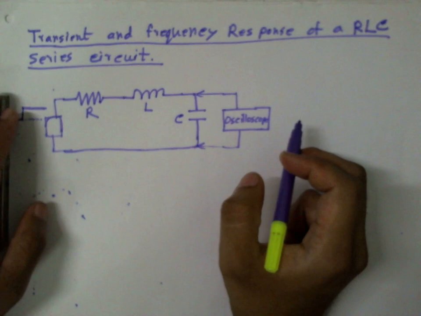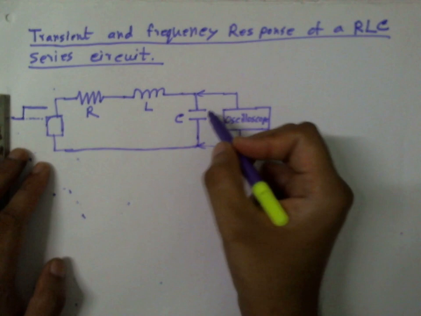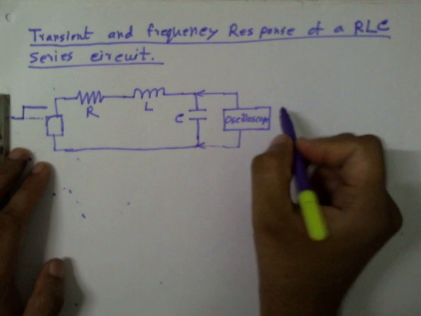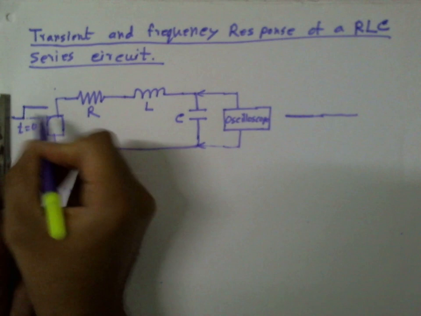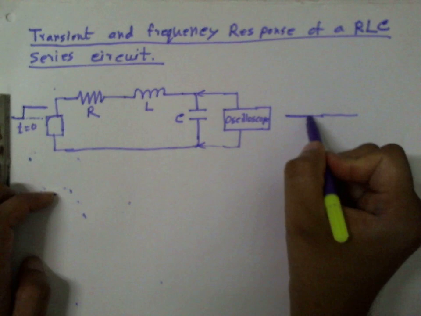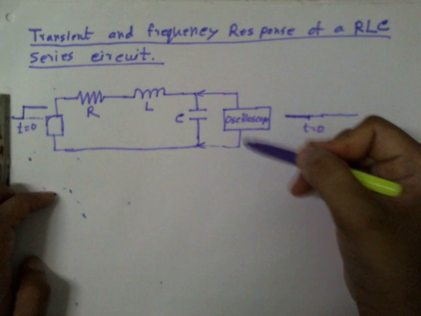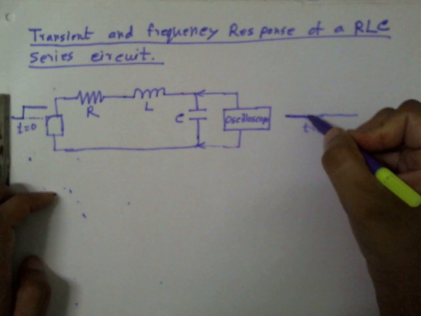Okay, and you can readily guess that when this voltage was zero, if the capacitor was not already charged, then initially the voltage across the capacitor will be zero. So if I call this t equal to zero, when the voltage rises from zero to a positive value, then up to t equal to zero the voltage across the capacitor will definitely be zero, and then it will start to rise.